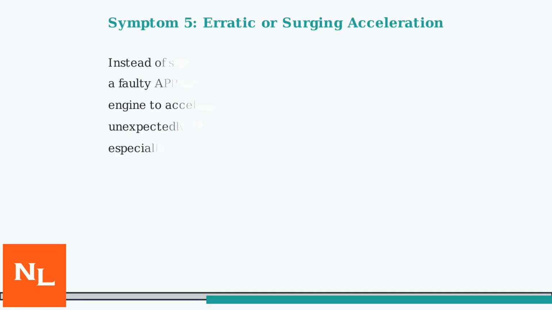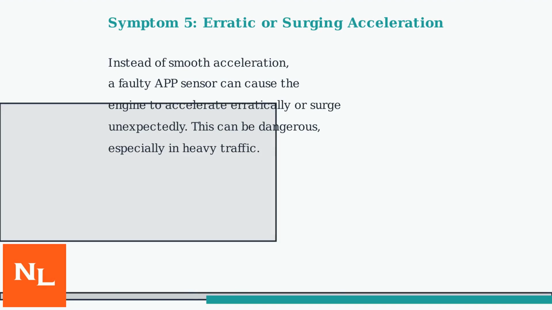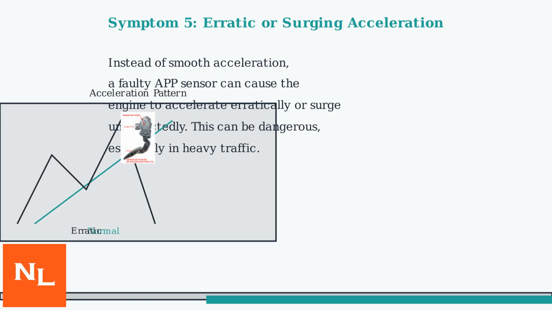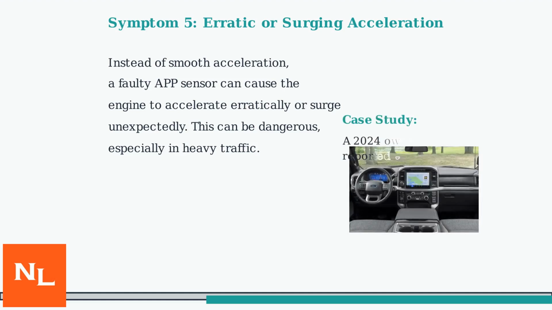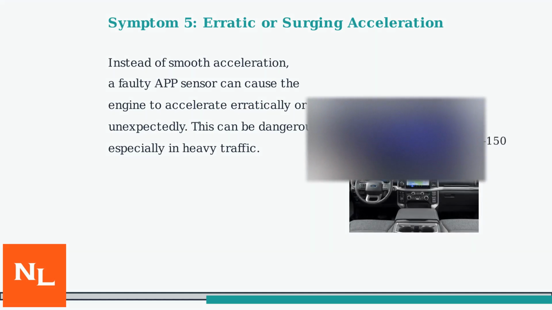A faulty accelerator pedal sensor can cause erratic or surging acceleration instead of smooth driving. This happens when the sensor sends inconsistent signals to the engine control unit, leading to unpredictable power delivery. Here's a visual comparison. Normal acceleration follows a smooth curve, while erratic acceleration surges up and down unpredictably. This symptom is particularly dangerous in heavy traffic where sudden surges can cause accidents.